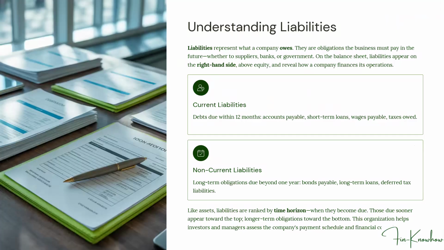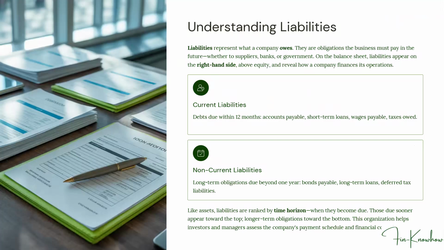Now, within liabilities, current liabilities, which are liabilities that are due within 12 months, are listed towards the top of the page. While non-current liabilities, meaning liabilities that are due only after a year, tend to be listed towards the lower half of the column.